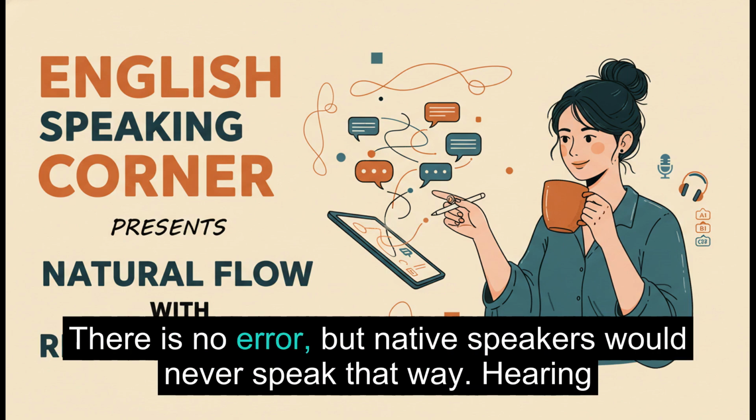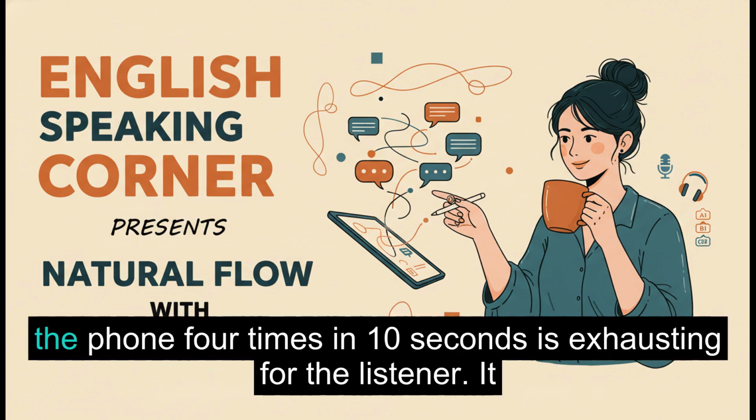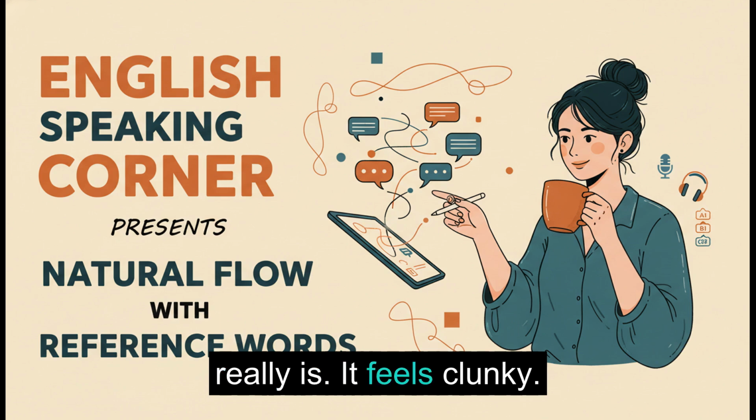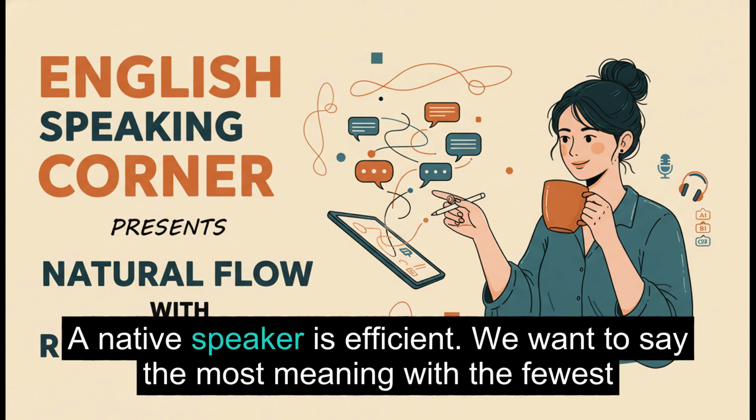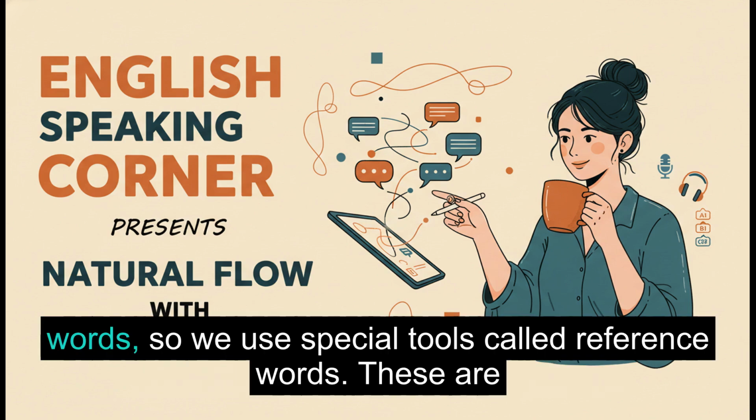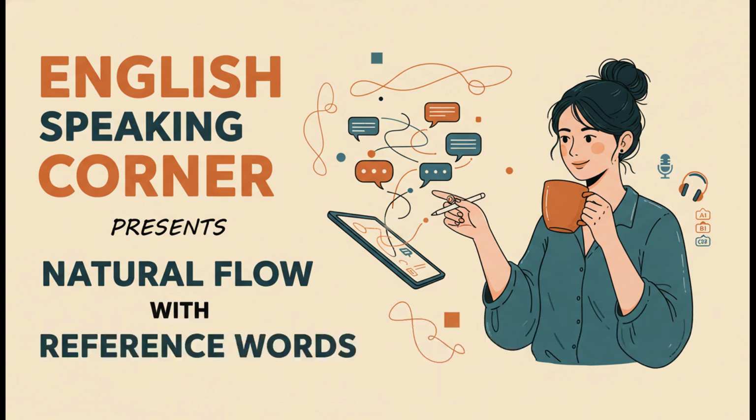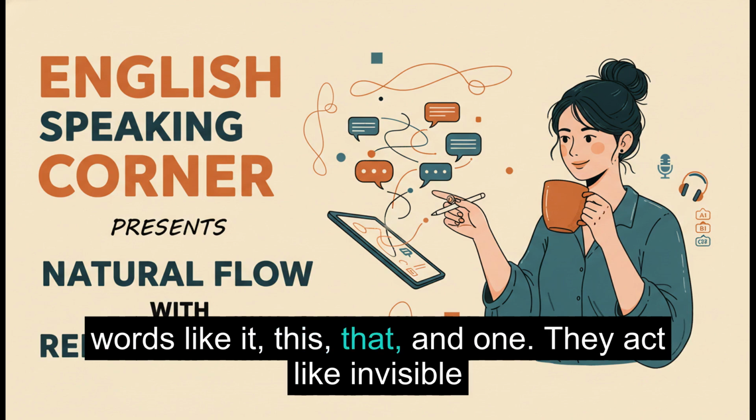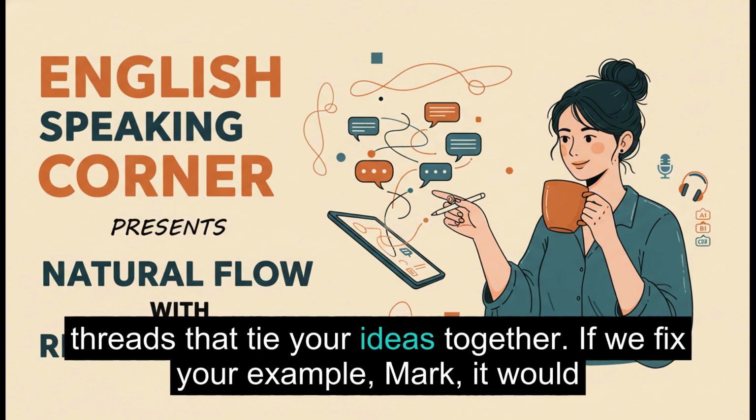There is no error. But native speakers would never speak that way. Hearing the phone 4 times in 10 seconds is exhausting for the listener. It really is. It feels clunky. A native speaker is efficient. We want to say the most meaning with the fewest words. So we use special tools called reference words. These are words like it, this, that, and one. They act like invisible threads that tie your ideas together.